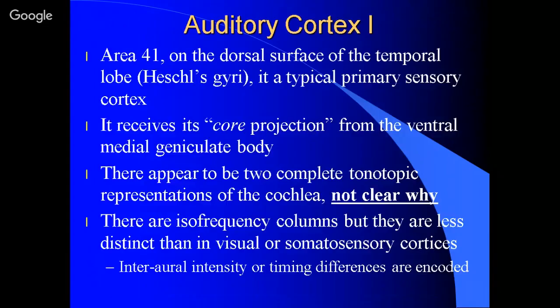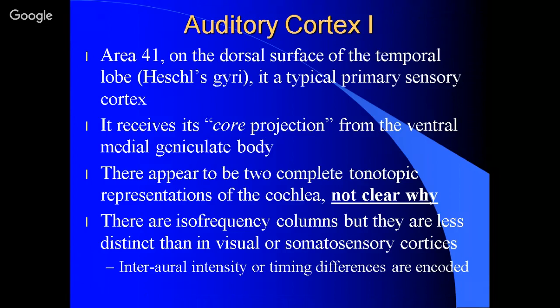Now, a little physiology, right? Last year, we talked a great deal about the auditory system. Area 41 is the primary receiving area, that's Heschl's gyrus, typical primary sensory cortex, type 5, granular cells. It receives up from the medial geniculate, it receives what's called the core projection. The core projection is the sound system that we use for recognizing objects, okay? It's not for localization or swatting mosquitoes. We'll talk about that on the next slide. It's there to recognize the keys, to recognize a trumpet, to recognize a symphony, that sort of thing.